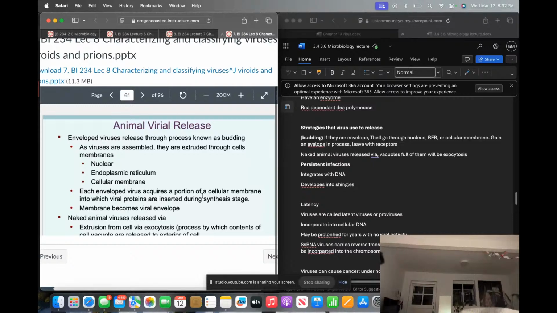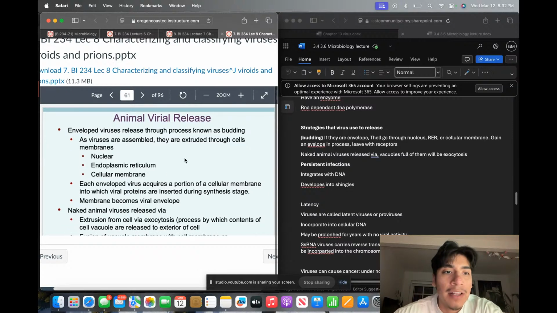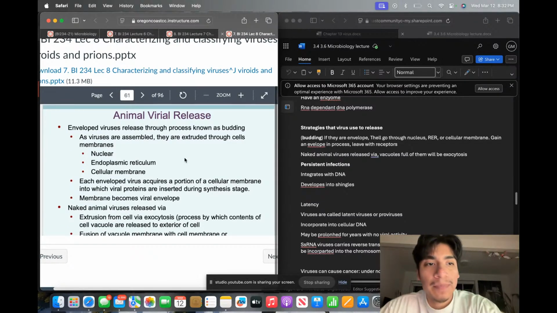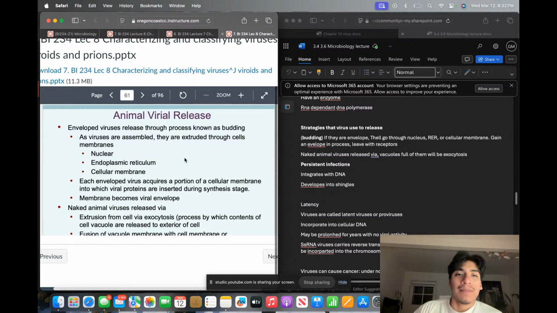So you're injured? Whatever. All right, so viral release. Enveloped viruses release through a process known as budding. I don't know how to remember that. Envelopes. Maybe you send your buddies envelopes, like letters. It's kind of cute. As viruses are assembled, they are extruded through cell membranes. Oh, right. So, never mind. Budding would be the process where once viruses are made, they're pushed through a cellular membrane, like that phospholipid bilayer, and they pick it up. That would be budding, which would make sense actually.